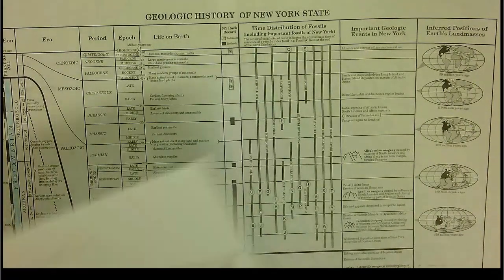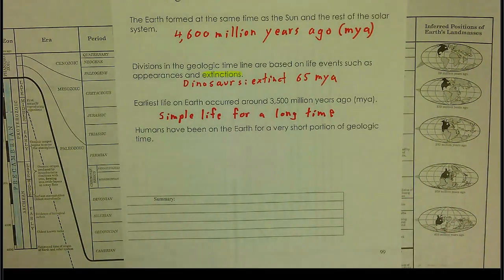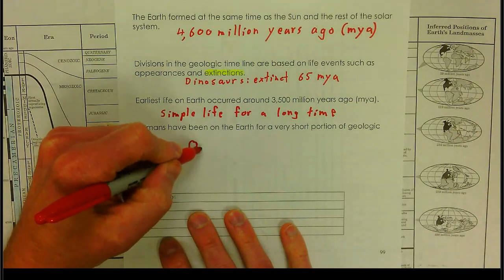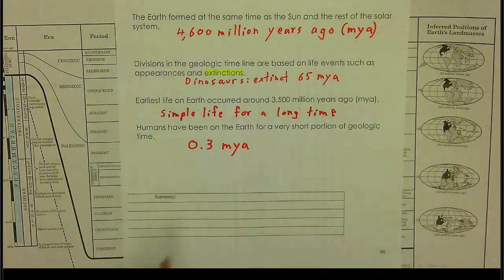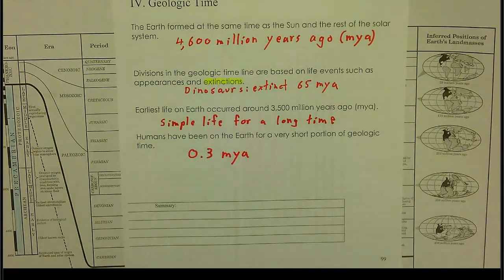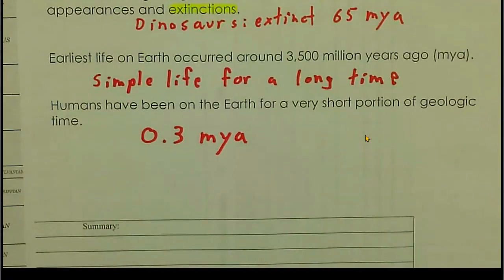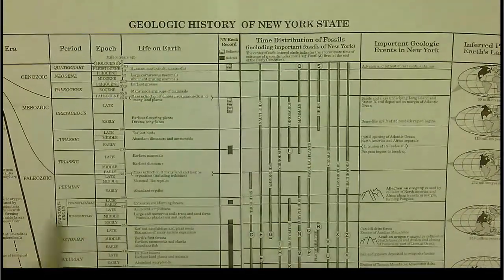And let's finish by talking about human existence. It's been very short as far as geologic time is concerned. 0.3 million years ago is when the first Homo sapiens arrived. Other hominid-like creatures were maybe 6 to 8 million years before, but even if we do that, compared to the extremely long time of the Earth, human existence on the Earth has been a very, very short time. So there are the notes on geologic time. We'll spend more time in class on how to read and use this chart.